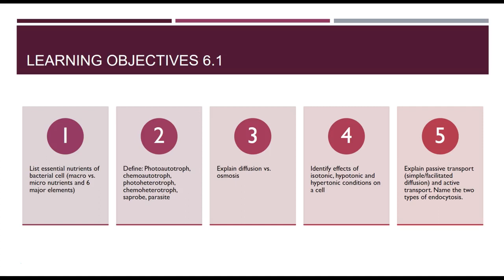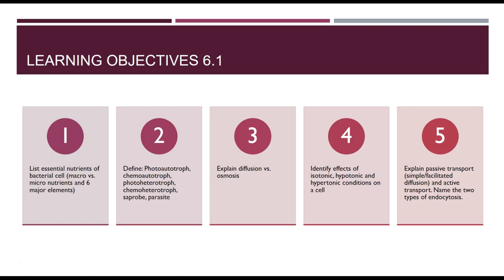The first, be able to list the essential nutrients of a bacterial cell, and that includes macro and micronutrients, as well as the 6 major elements. Be able to define the following terms: photoautotrope, chemoautotrope, photoheterotroph, chemoheterotroph, saprobe, and parasite.